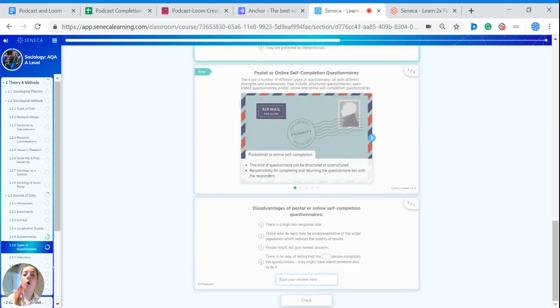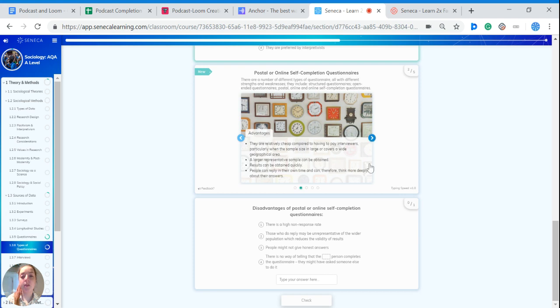Postal, mail, or online self-completion questionnaires can be structured or unstructured. Responsibility for completing and returning the questionnaire lies with the respondent. The advantages are that they are relatively cheap compared to having to pay interviewers, particularly when the sample size is large or covers a wide geographical area. A larger representative sample can be obtained, and results can be obtained quickly. People can also respond in their own time and can therefore think more deeply about their answers.